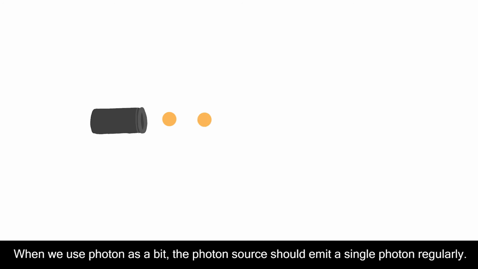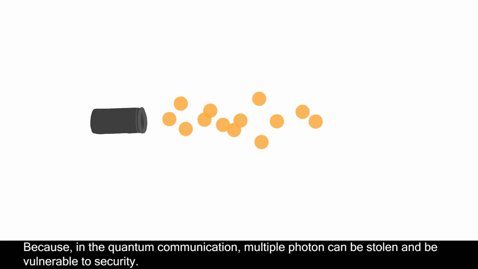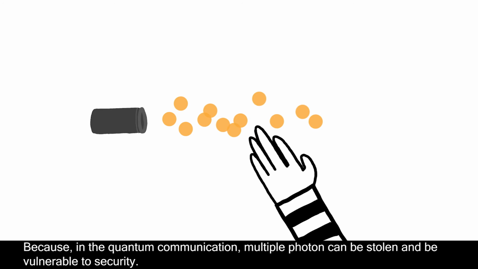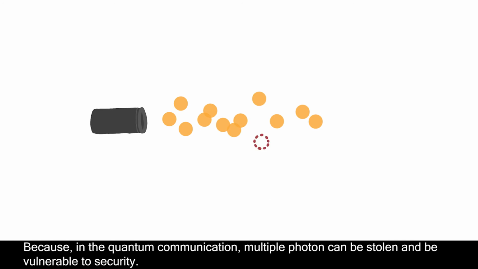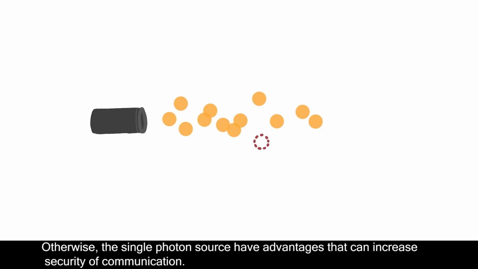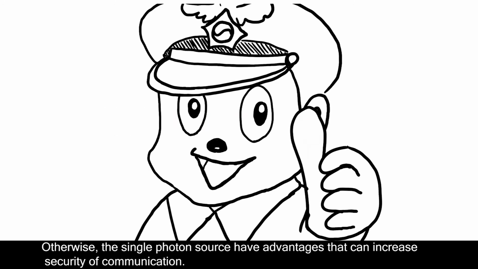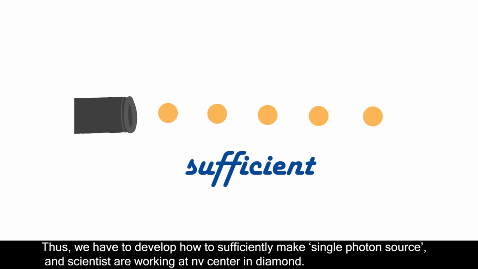When we use a photon as a bit, the photon source should emit a single photon regularly. Why? Because in quantum communication, multiple photons can be stolen and be vulnerable to security. Otherwise, the single photon source has advantages that can increase the security of communication. Thus, we have to develop how to sufficiently make a single photon source, and scientists are working on the NV center in diamond.